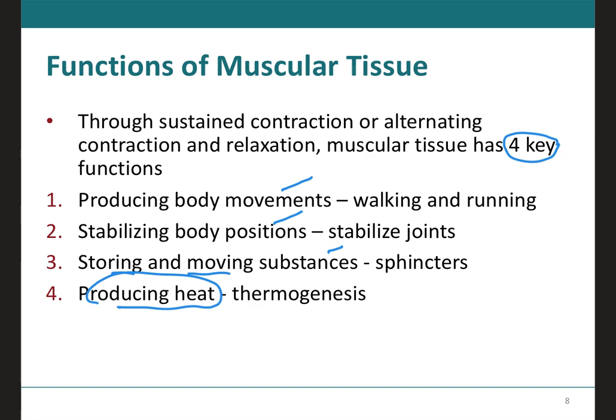Next, with stabilizing body position, the skeletal muscle contractions are going to stabilize the joints and help maintain the body position, such as standing or sitting. And it's true that we have these postural muscles that are going to contract continuously when you are awake. For example, there's going to be this sustained contraction in the neck muscles that are going to hold your head up when you're listening right now to this anatomy lecture.